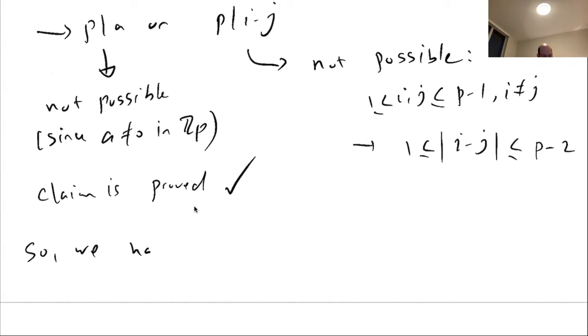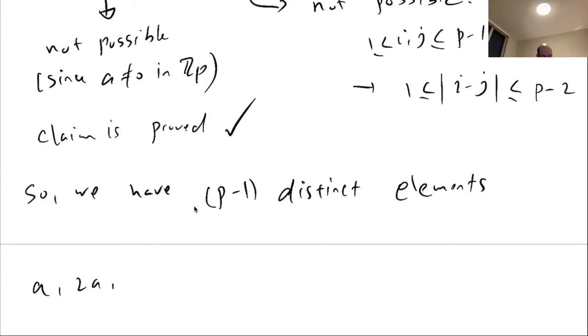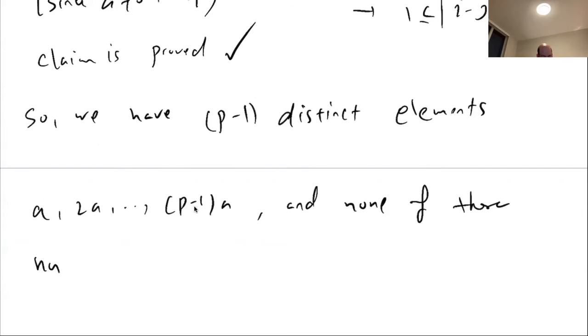So we have p minus 1 distinct elements a to p minus 1 times a, and none of these numbers are 0, right? Because a is not 0. Remember, my original assumption was that a is not 0. So if a is not 0, 2a is also not 0, all the way to p minus 1 times a is not 0. Remember, we are in Zp. Our universe is Zp.